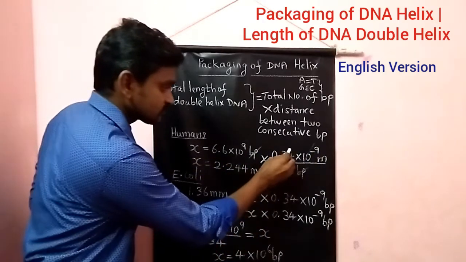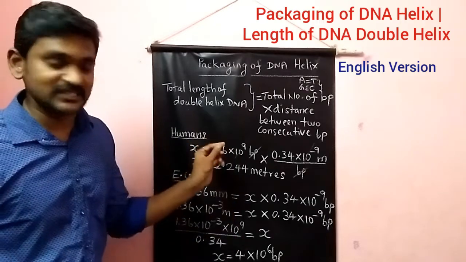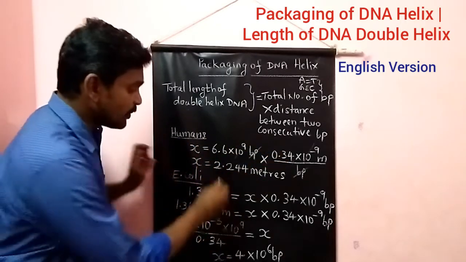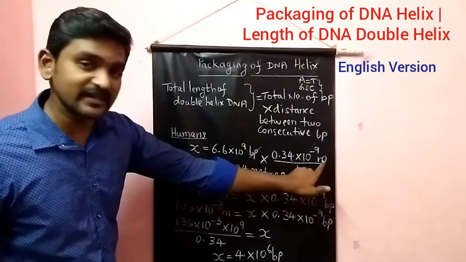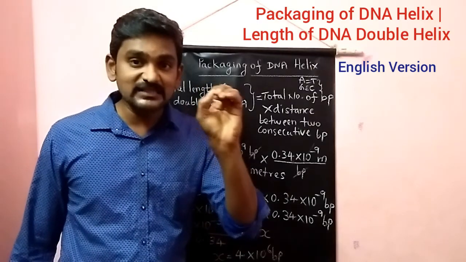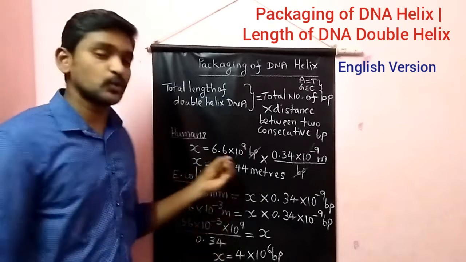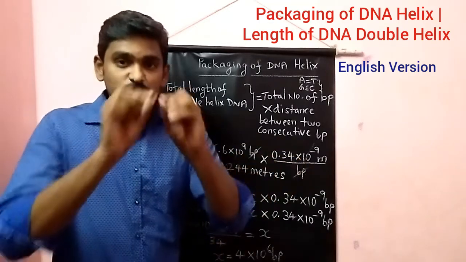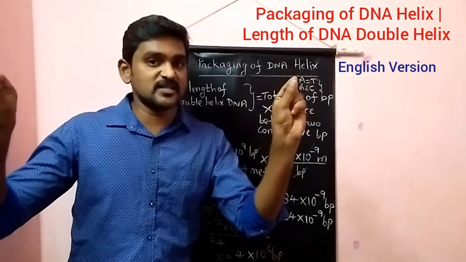So what we will get? 0.34 into 6.6. When you multiply this, you will get the answer 2.244, and here meter is there. So meters. Approximately, we can say that in a single cell of the human, that is a mammalian cell, you have 2.2 meters of DNA. So the length of the DNA in a single cell will be 2.2 meters.